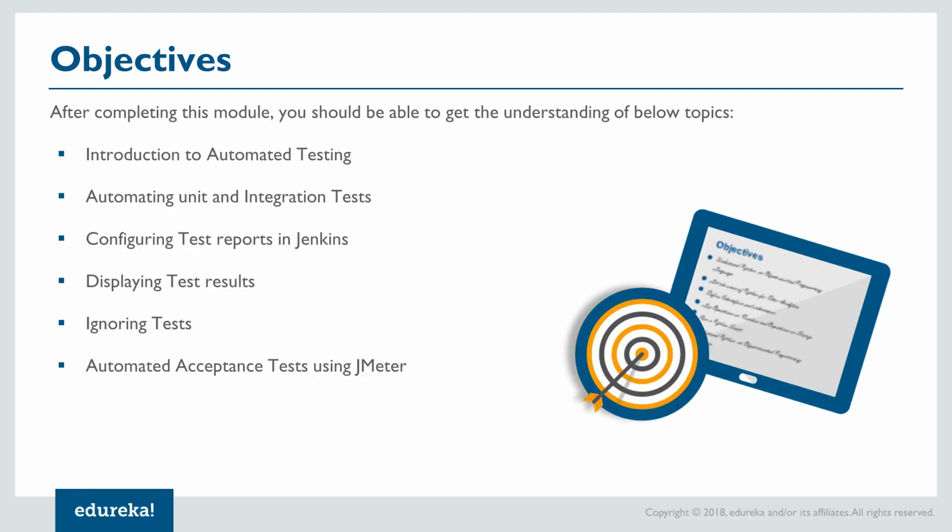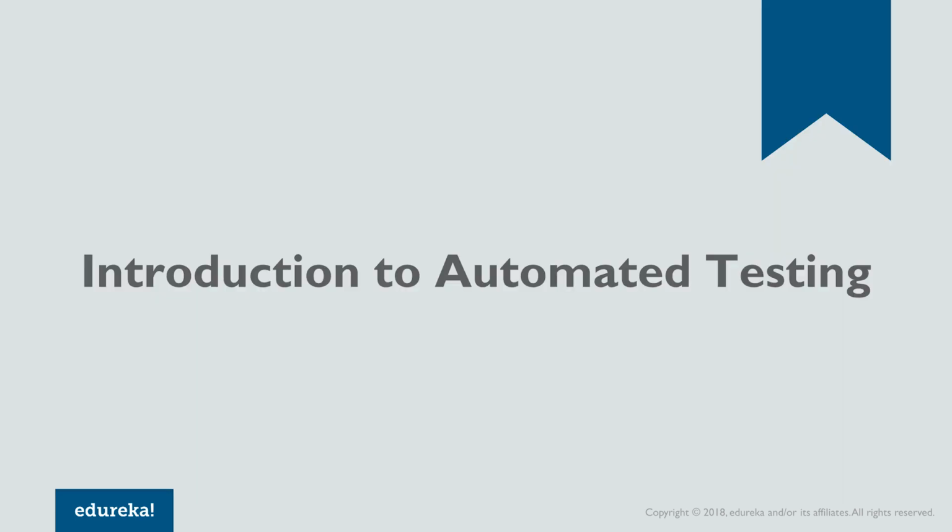This is module 5 of this video series in which we are going to talk about implementing automated testing. The objectives of this video would be to first of all understand what exactly automated testing is all about. Then we will see how to run the automated unit and integration tests using Jenkins. We will talk about configuring test reports in Jenkins. We'll see how to display the test results. If needed, how do we ignore these tests for a particular build? Then we will talk about automated acceptance tests using JMeter. So with that, let's get started.